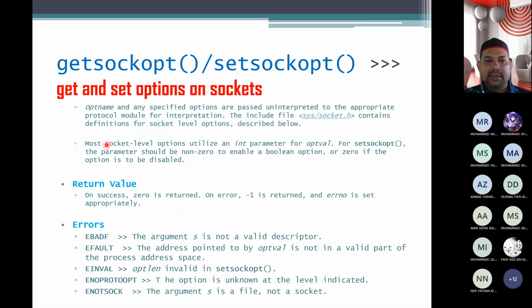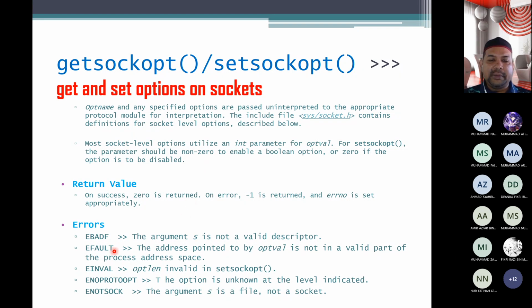Okay, optname lah adalah untuk any specified options are passed uninterpreted to the appropriate protocol modules for interpretation. So the include file sys/socket.h contains definitions for socket level options. Okay, most socket level options utilize an integer parameter for optval. For set sock opt, the parameter should be non-zero to enable a boolean option or zero if the option is to be disabled. Untuk return value on success, zero is returned. On error, negative one is returned and errno is set appropriately.